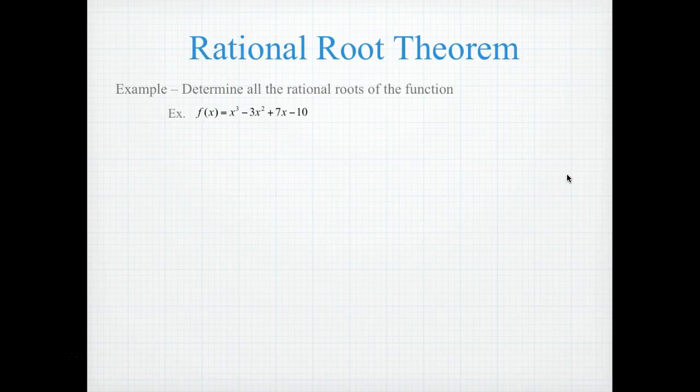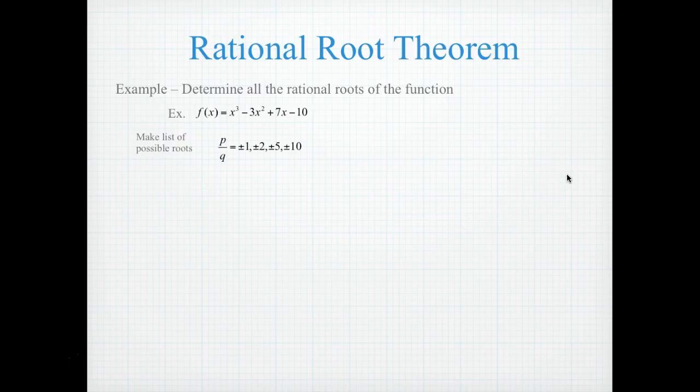So in the next example, we're going to determine what the actual rational roots are. We have an equation, the function f of x is equal to x to the third minus 3x squared plus 7x minus 10. We start by using the rational root theorem. That's going to give us the possible rational roots. And then we're going to use synthetic division to identify the actual rational roots.